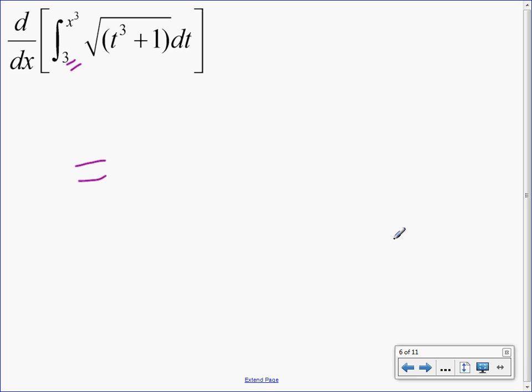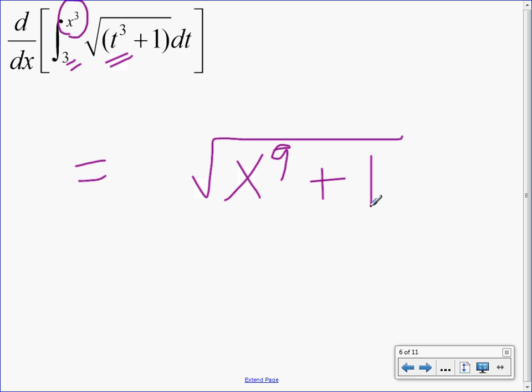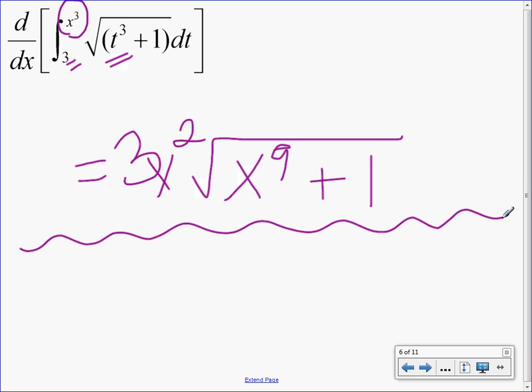Okay, so we have the square root of what? x cubed, right? Because we're going to plug x cubed in for t cubed. So we get x to the ninth. Power to a power, you multiply, and then using the chain rule, what goes out in front? 3x squared.